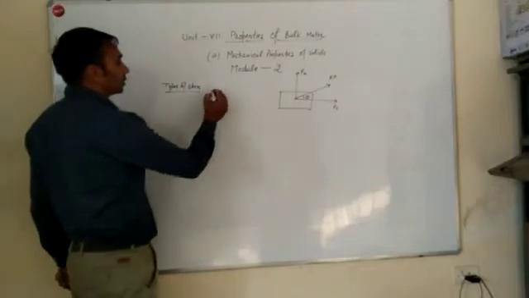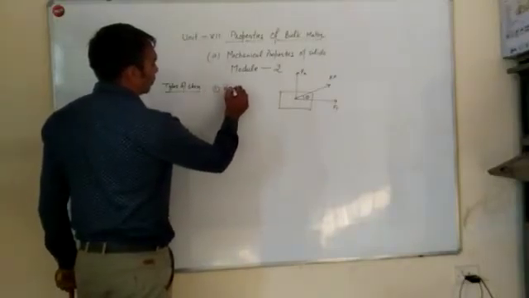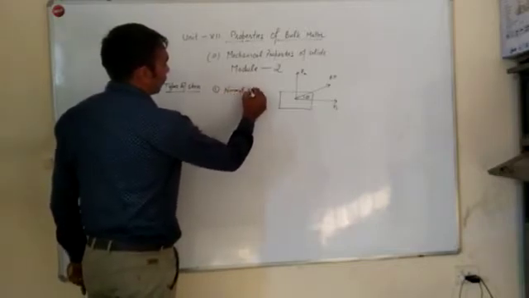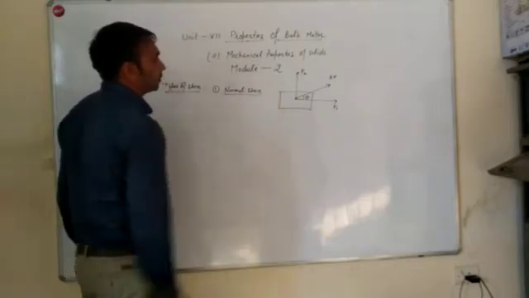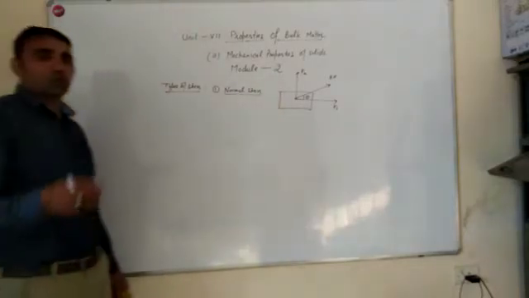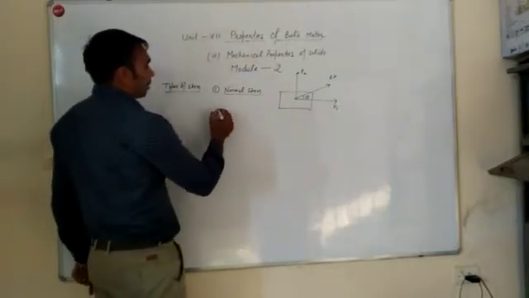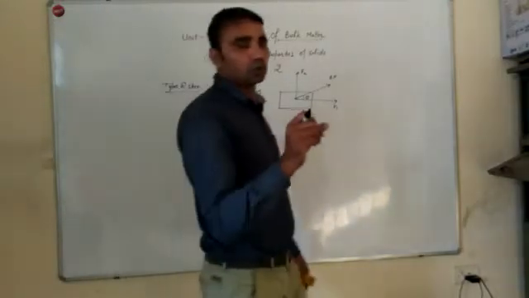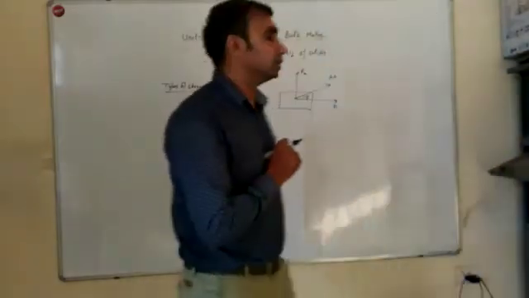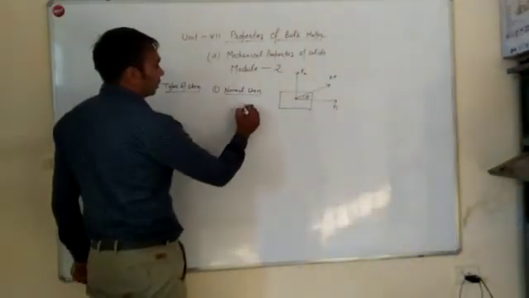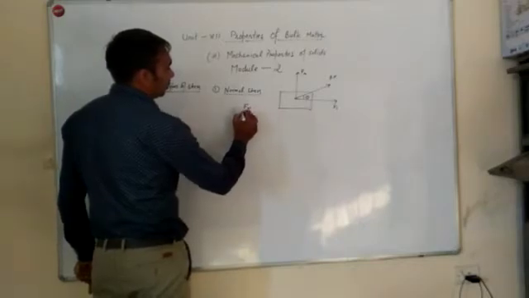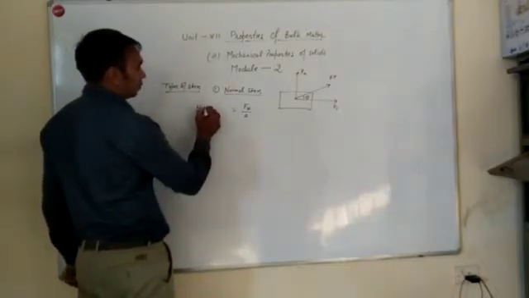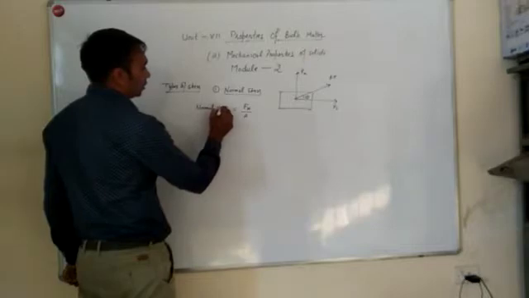First, we will discuss normal stress. Normal stress is defined as the ratio of the normal component of the restoring force divided by the area of the body. That is called normal stress.